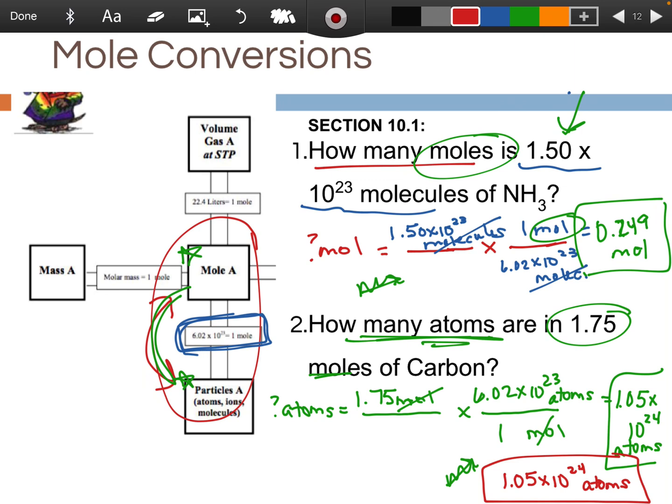So that shows us that there are 22 zeros onto the end of this number. That means it's a really, really huge number. Hopefully this helps. We will go over lots of mole conversions throughout this week.